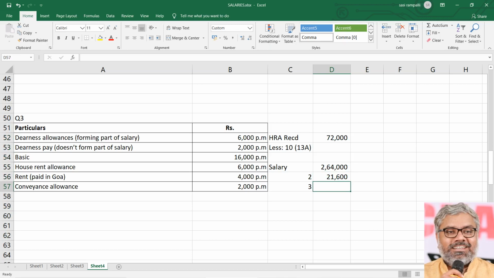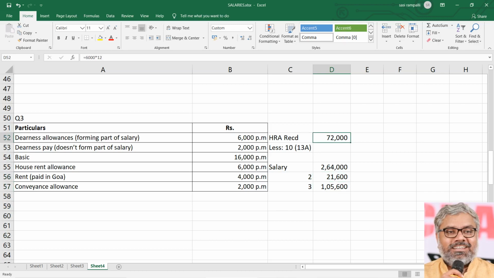And the third calculation is 40% or 50%. In this case, it is 40%. Why? Because the house is situated in Goa, not in any of the metros. So definitely, the third one is 1,05,600, which is a big one. It will not be useful to us, but we have to calculate and show. We cannot say in the exam, it is a very high amount, so I will not show that. Working notes will have their own marks.